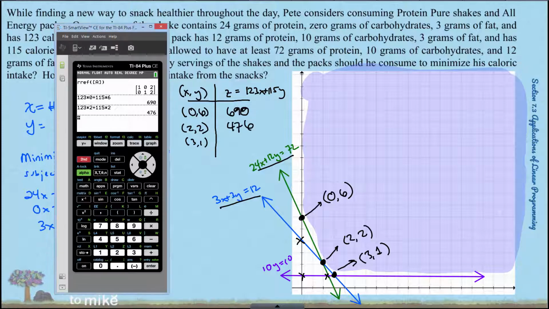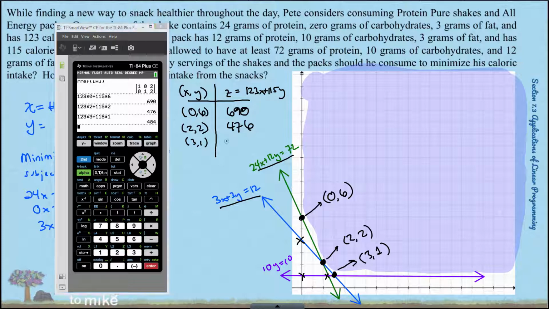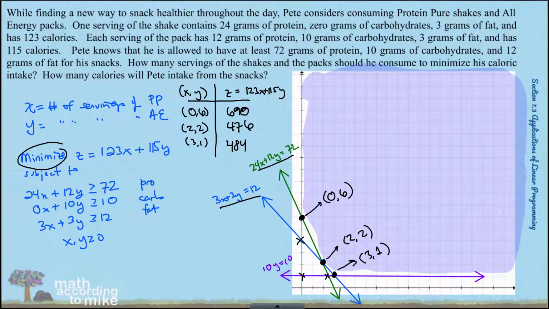And then one more time. Instead of 2, 2, we'll have 3, 1. And we get 484. So remember, we are trying to minimize, so we would say that Peach should eat 2 pure protein shakes and 2 all energy packs, and the minimum caloric intake we discovered to be 476 calories.